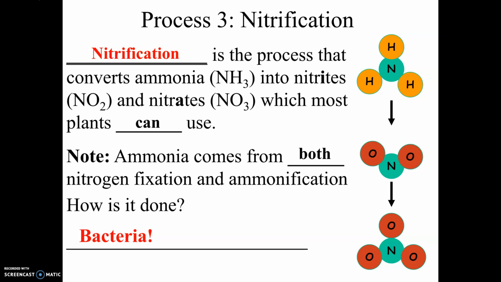It's also important to note that ammonia comes from both nitrogen fixation and ammonification. Process number 1 that we talked about and process number 2 that we talked about. Both of these processes use bacteria to help us make this ammonia. So bacteria plays a very large role in the nitrogen cycle. Bacteria makes the ammonia, and then through this nitrification process, we turn that ammonia into something that all plants are able to use.